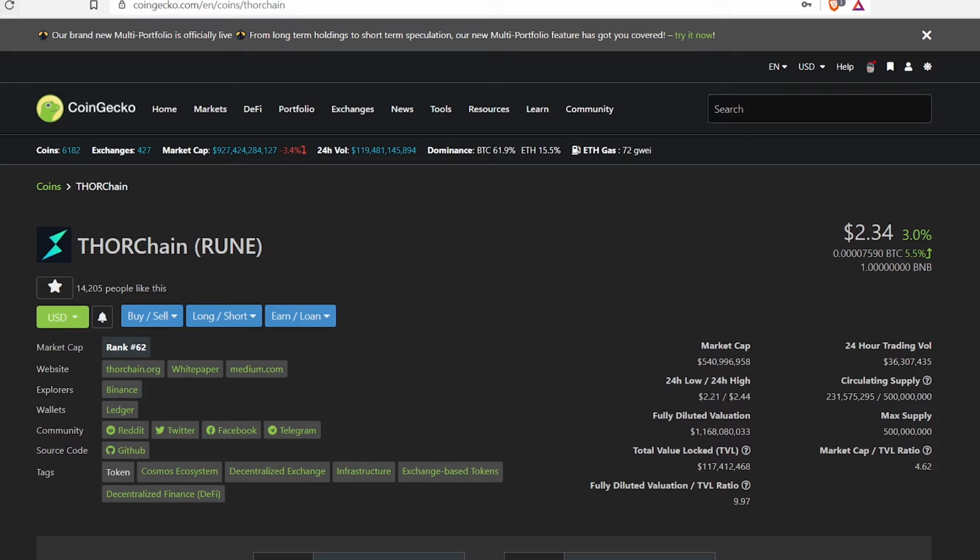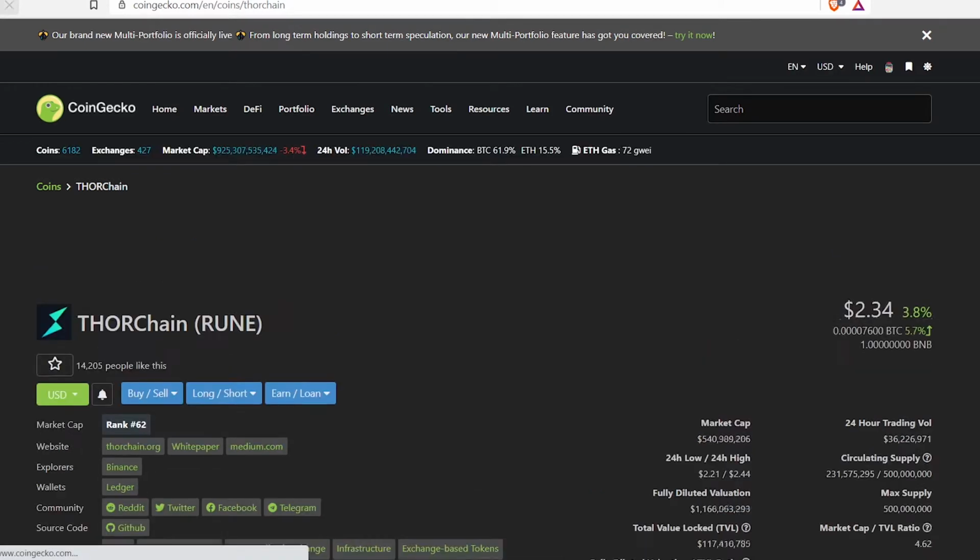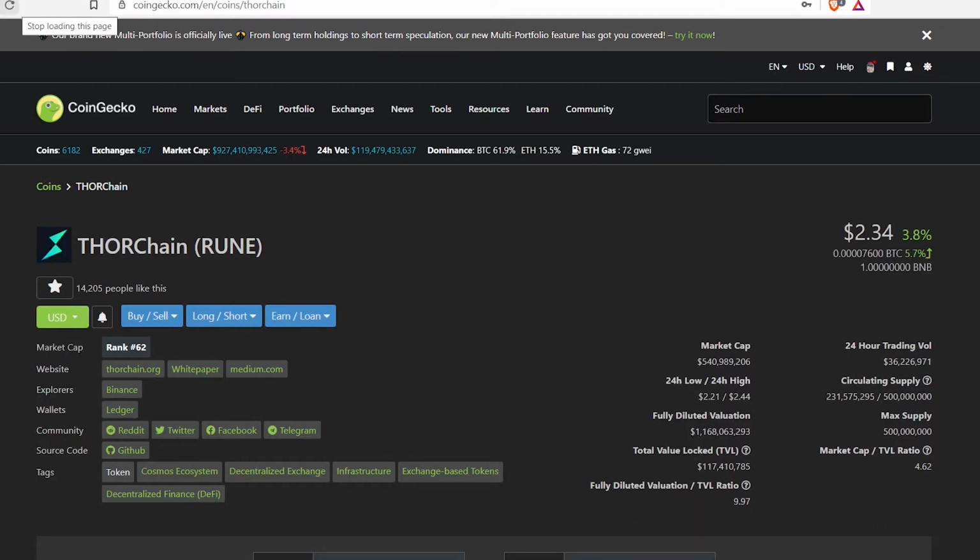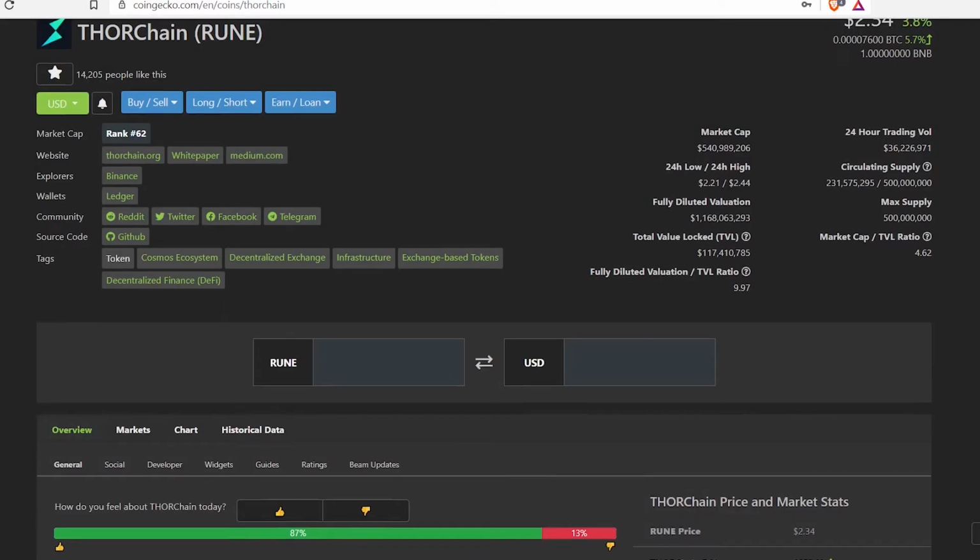Right now, Rune is up 3.8%. Cost is $2.34. Market rank 62. 24-hour trading volume 36,226,000. Market cap 540,989,000. Maximum supply is 500 million. Is the max supply.